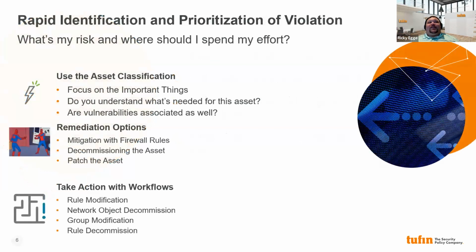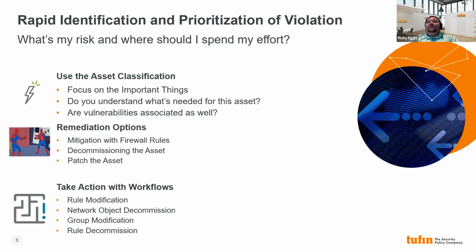So rapid prioritization and identification of violations. This is basically looking at what's my risk and where should I be spending my efforts. In part one, we talked about classifying your assets. In part two, we're going to talk about using that classification, right? Use those zones that you defined, use those policies that you've started to set up, and focus on your important things first, right? What's creating the most risk to your environment? What are the most critical assets in your environment? And focus on those first.